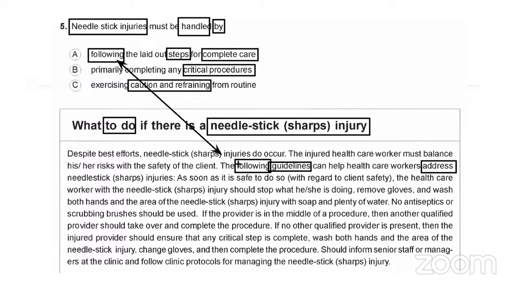Following steps, guidelines. Handled means addressed, managed. So these are enough, I suppose. So the last question, sixth question next.